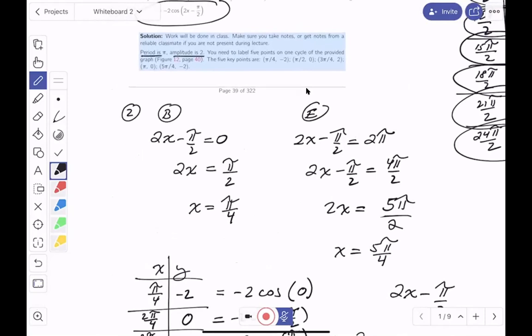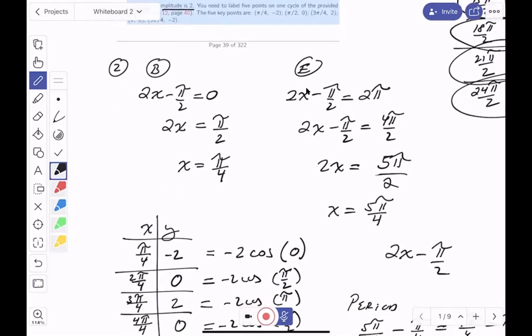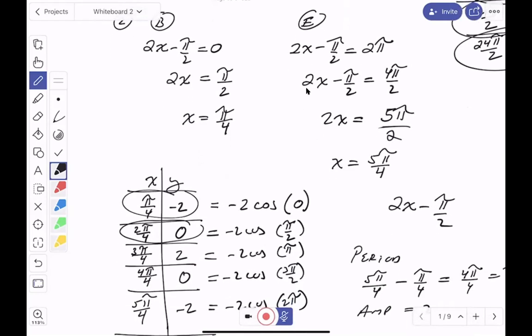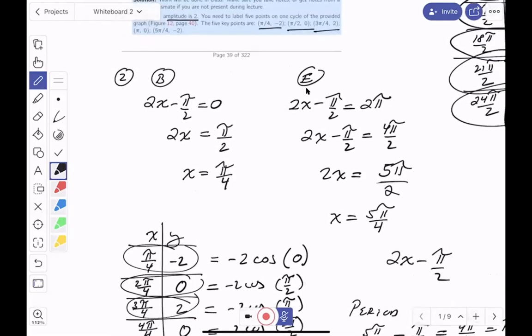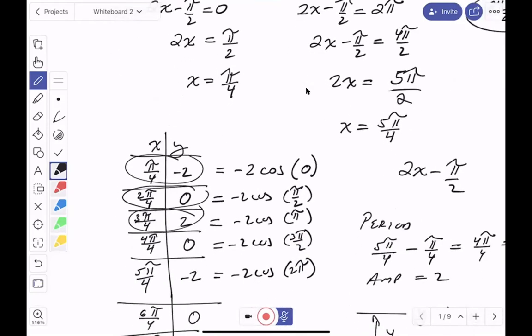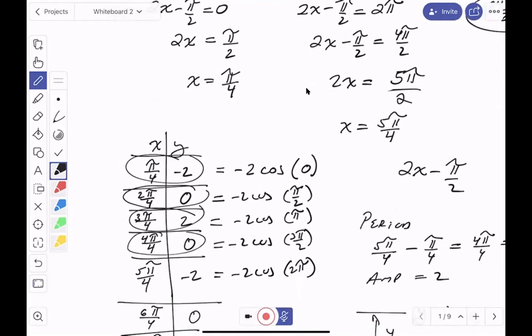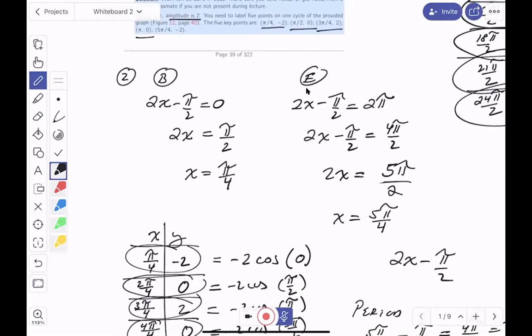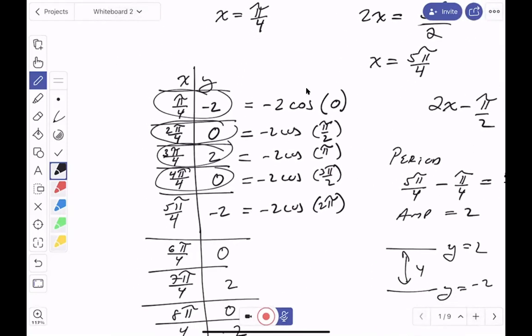Right. Let's see if we're seeing the points I said. Pi over 4, minus 2. I'm seeing it. Pi over 2, 0. That's actually pi over 2, by the way. 3 pi over 4, 2. Again, I'm just checking. Pi, 0. This is actually pi, 0. Again, I'm reducing in the key. And 5 pi over 4, minus 2.